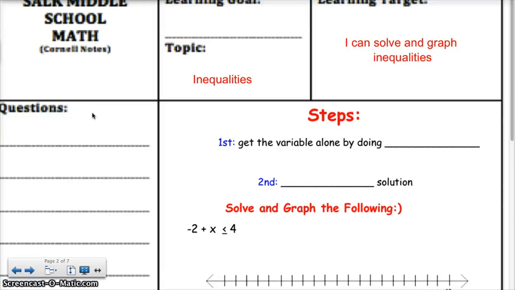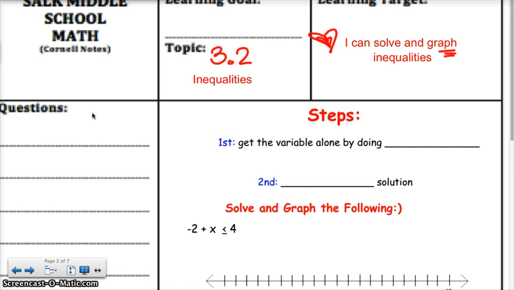Okay, we're moving on to section 3.2. This is 3.2. We're still talking about inequalities. What you're going to be able to do today is solve and graph one-step inequalities. This is going to be more one step. You only have to do one thing to get the variable alone.